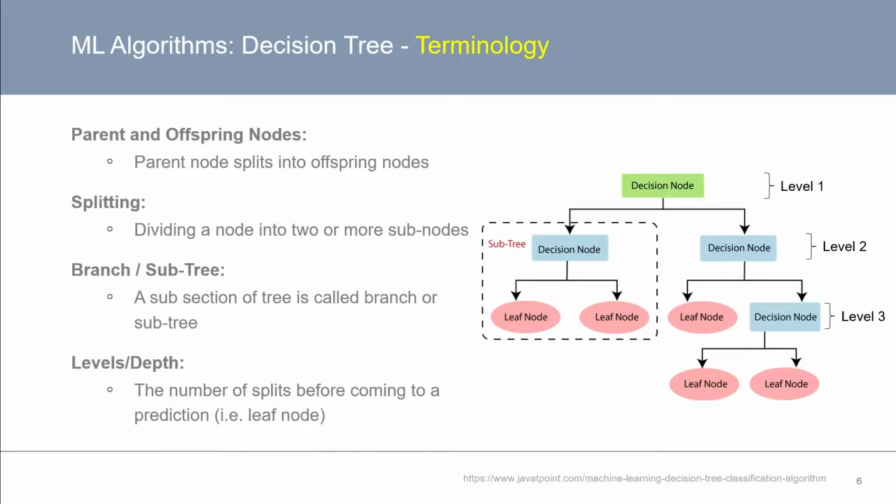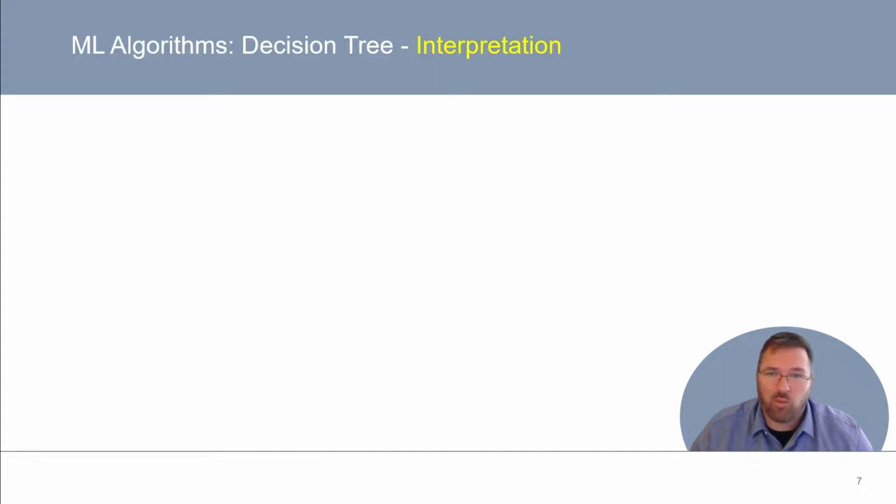This number also identifies the number of splits in the tree that occurs before coming to a prediction. Let's point out right away that one of the greatest strengths of a decision tree is that it's one of the very few algorithms that generates models that can be described as being truly interpretable. So let's explore this a bit further before moving on.